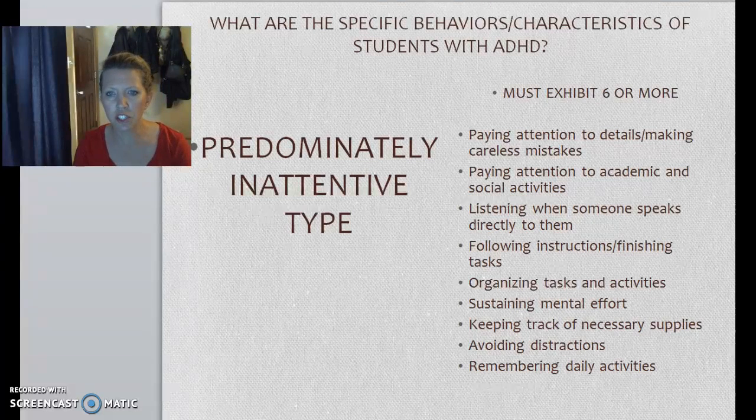They have a lot of organizational issues. They have trouble sustaining mental effort; when they're trying to do something and they can't, they get frustrated, or the task takes very long, so it's hard on them mentally. They have a difficult time keeping track of their supplies, and they're very distractible and forgetful of daily activities. Something that they do daily, you might have to keep reminding them. Some students need step-by-step instructions of how to take a shower daily, or what to do when they get out of bed.